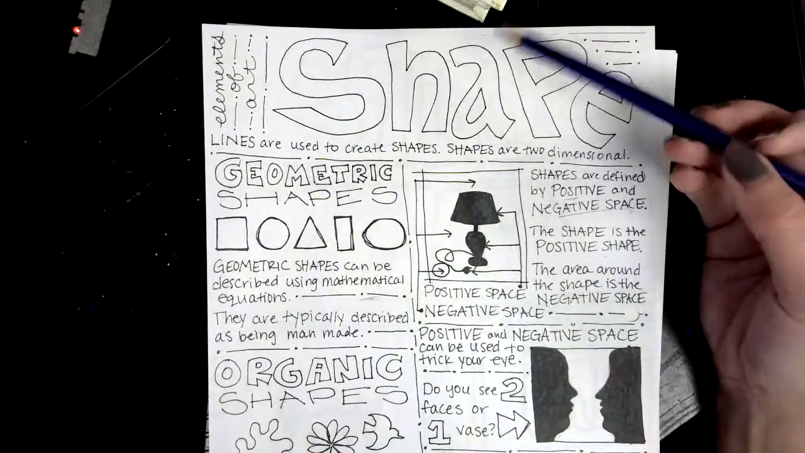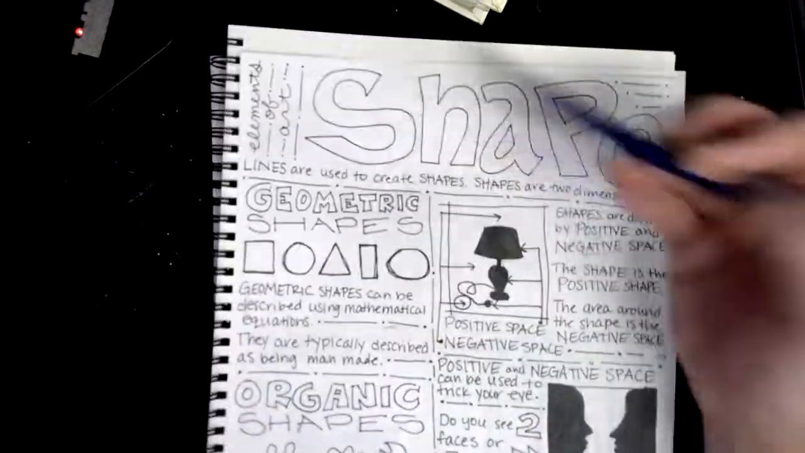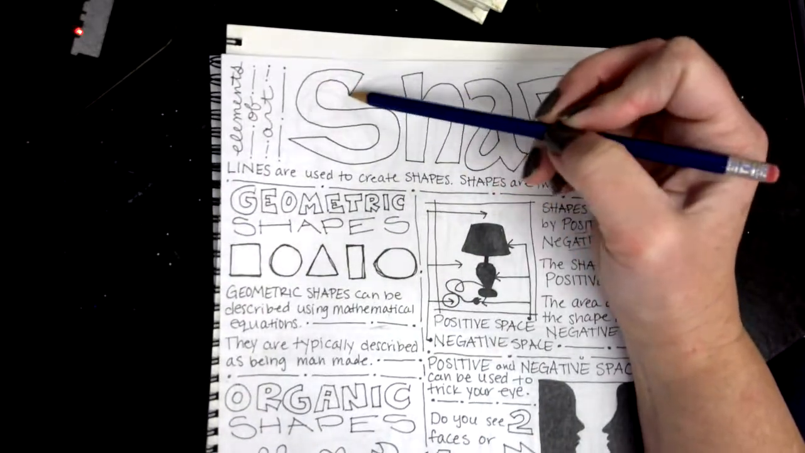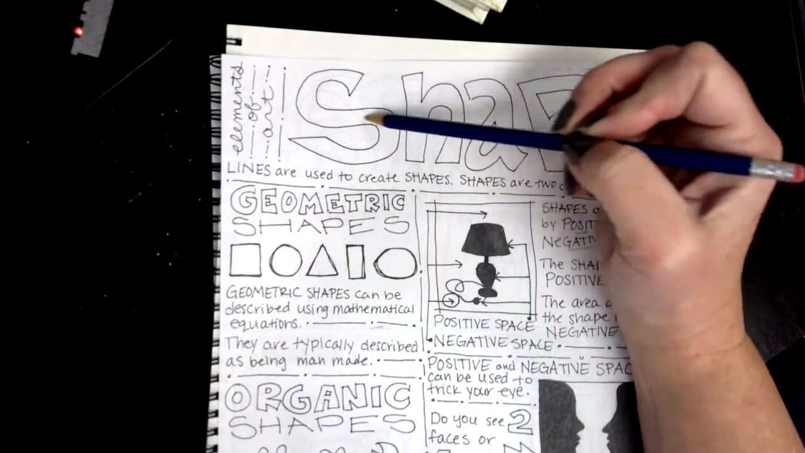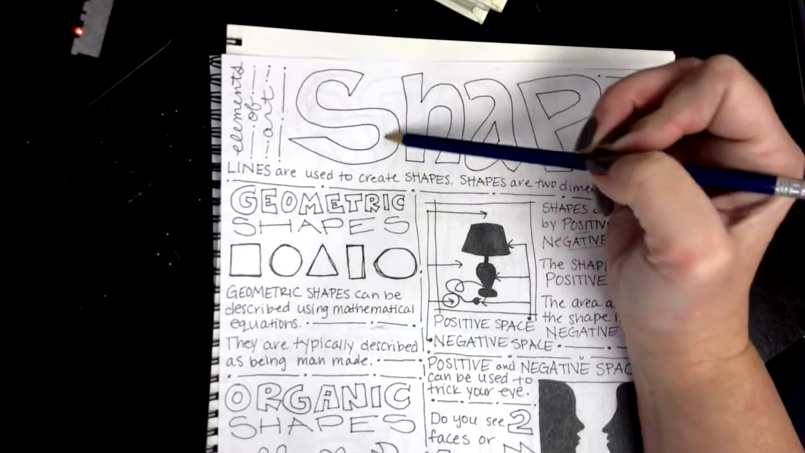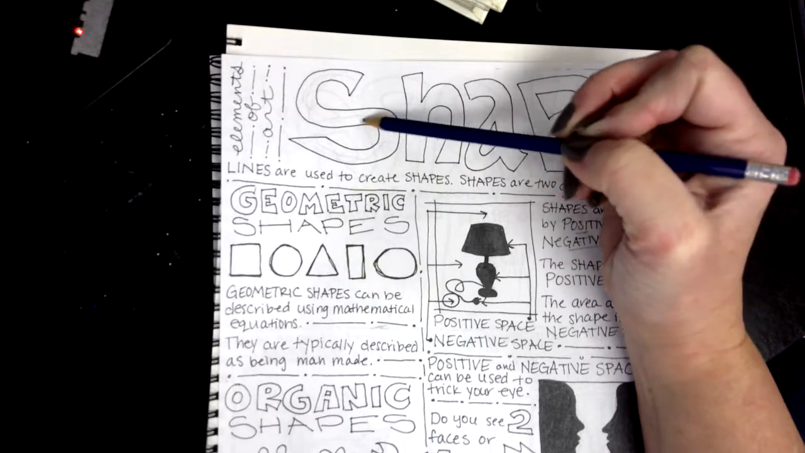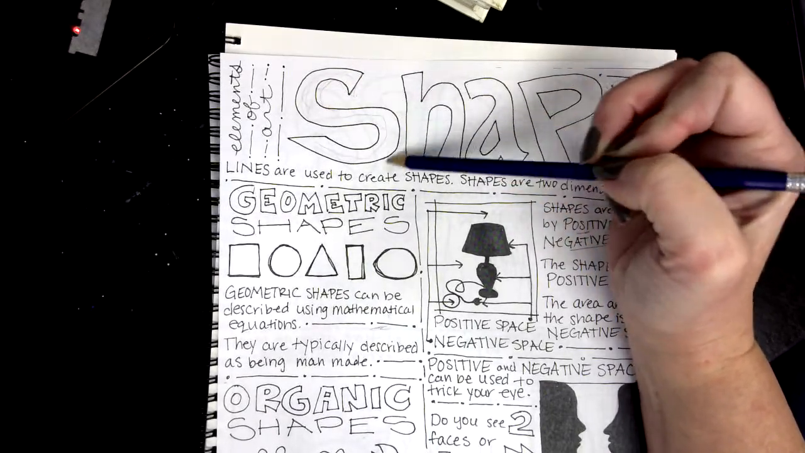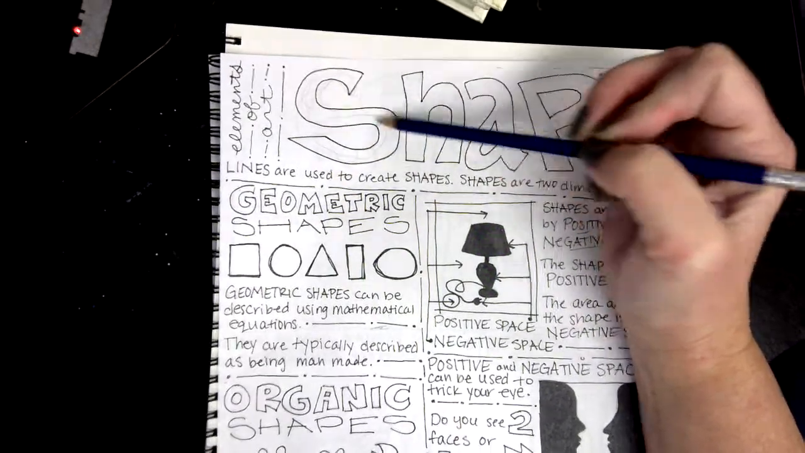Okay, this is the shape worksheet. So shape is our second element of art. Shape is just lines that connect to fill in some space. So like this makes a shape. It is one continuous line that connects at the end, makes a shape.